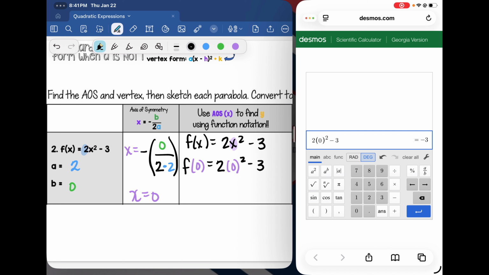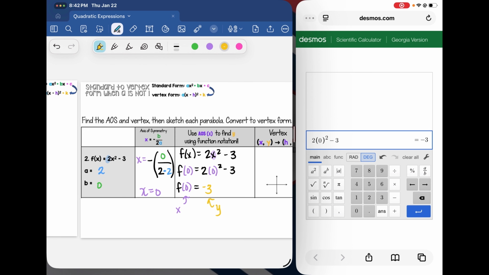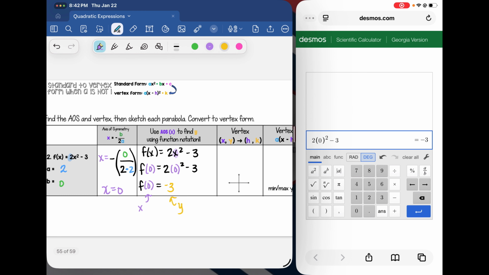I cannot put the f of 0 in the calculator. If I do, it isn't going to give me an answer. So f of 0 would be equal to -3. So now I have my X value, my input, and my Y value, my output. So what is the vertex? 0, -3.